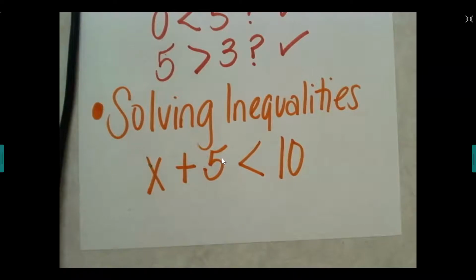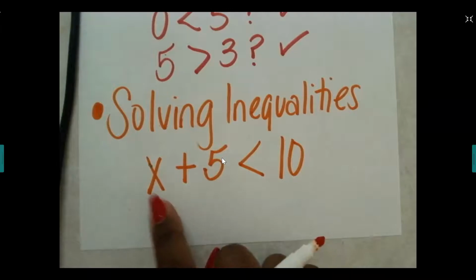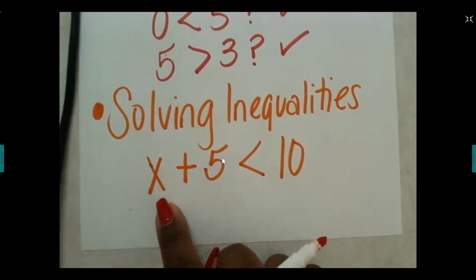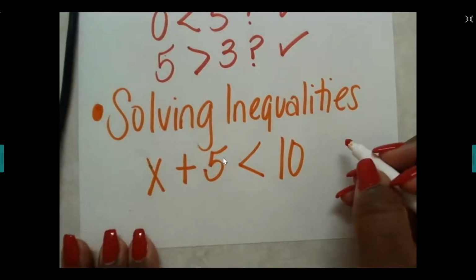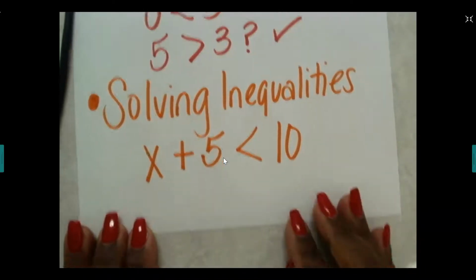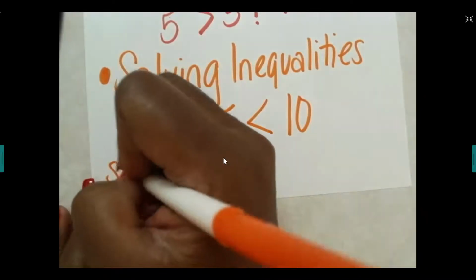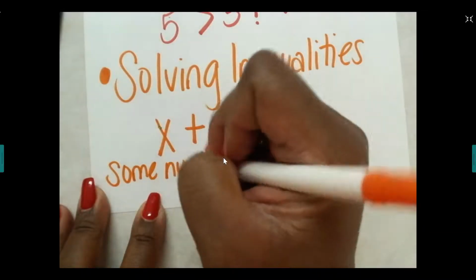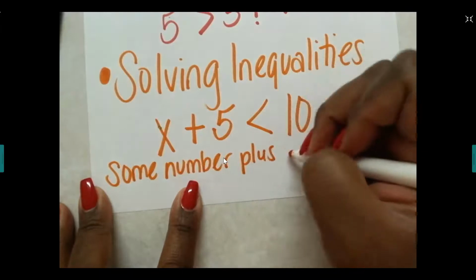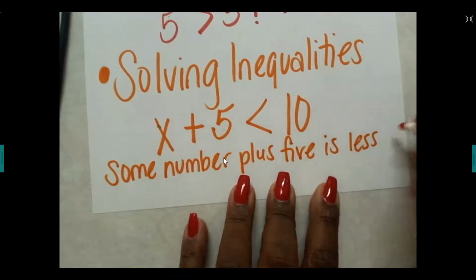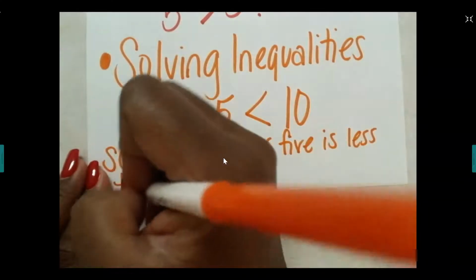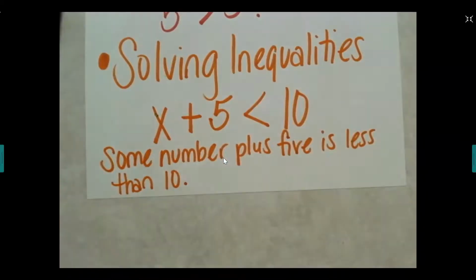Now, like with an inequality, we're going to solve it just like we would with an equation. We're going to isolate our variable, or get our variable alone. And before we can do that, we've really got to understand what this is saying. So can you write a statement under here with Miss Neville? Some number, we don't know what yet, plus 5 is less than 10. So what could that number be?